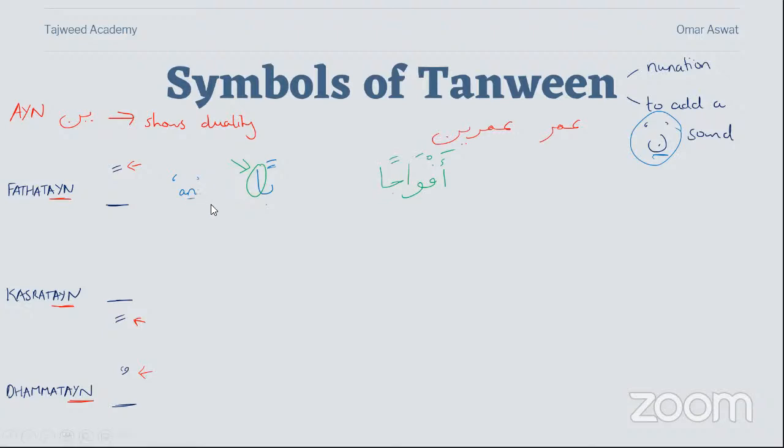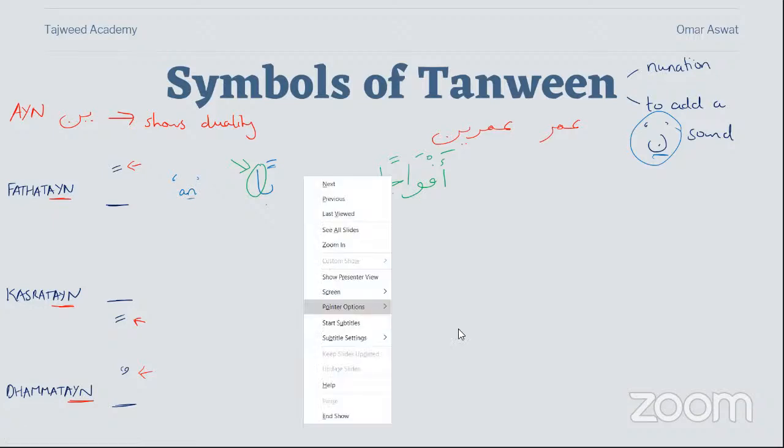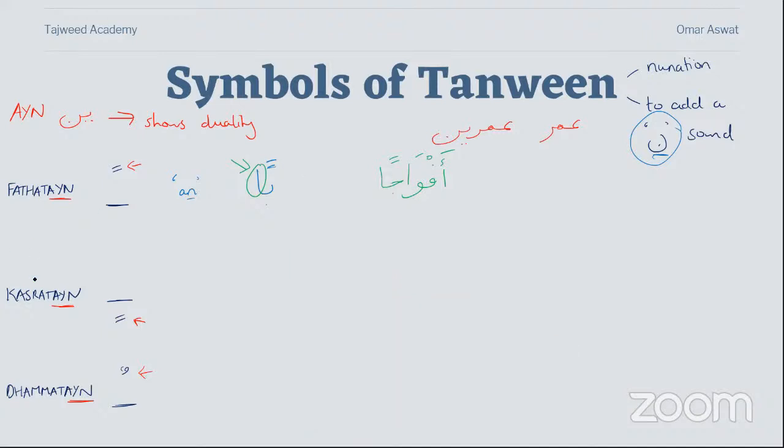And as we mentioned, coming back to the actual understanding of the symbol, any letter with a fathatain on top of it, which is two fathas, will be read un sound. Example, ba fathatain ban. Kasratain, you'll probably guess, any letter with kasratain will be the in sound. Ba kasratain bin, ba kasratain bin.